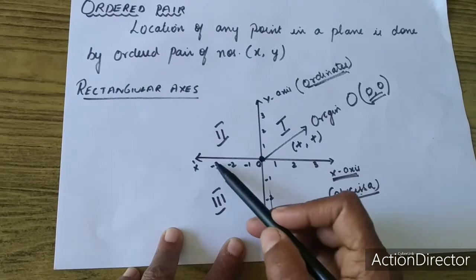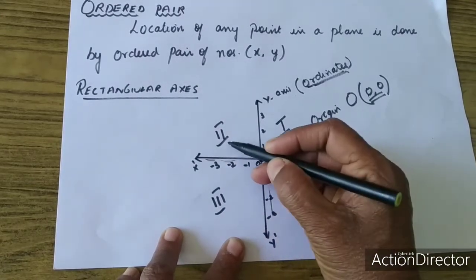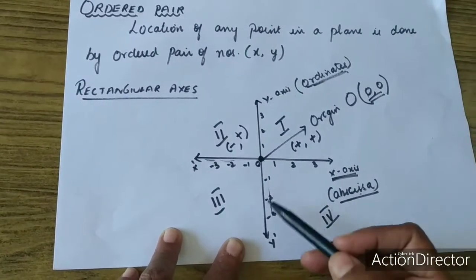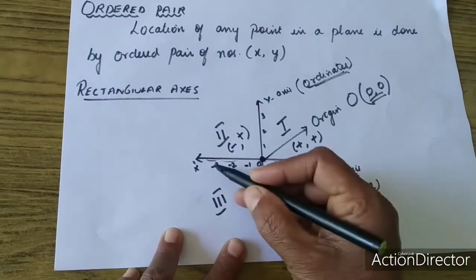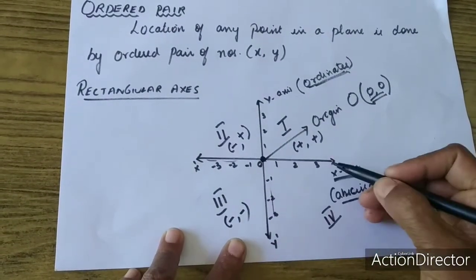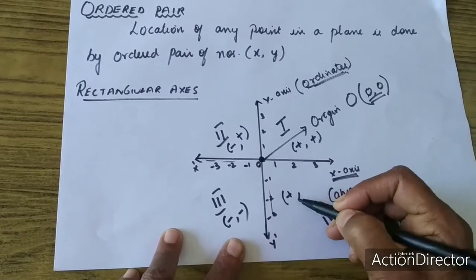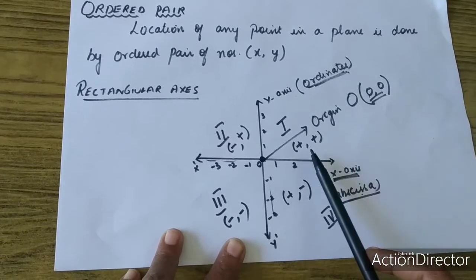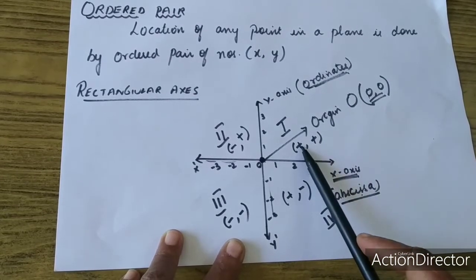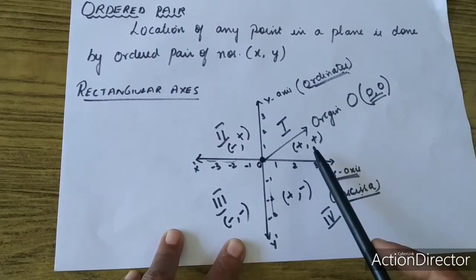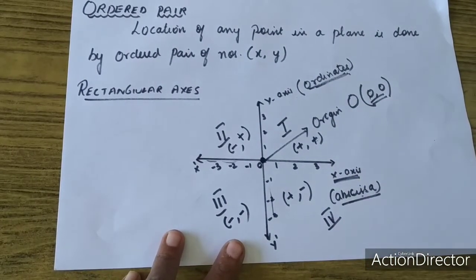In the second quadrant, x is negative and y is positive. In the third quadrant, x is negative and y is also negative. And in the fourth quadrant, x is positive and y is negative. Always remember, we write the x coordinate in the first place and the y coordinate in the second place. This I will explain with an example.